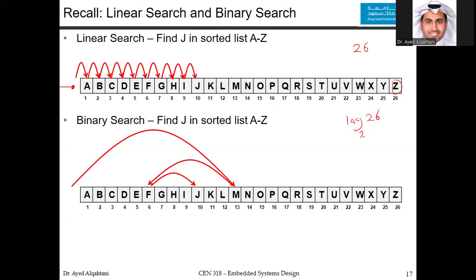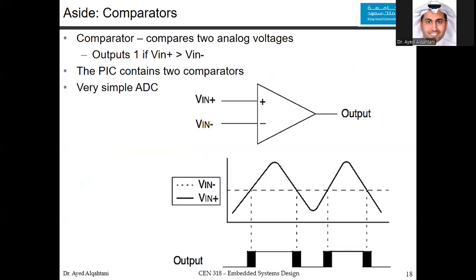So you can see that if you can calculate this value, you will find that value is actually much less than the linear search. And that's why binary search is famous and is used in many applications. Now, to see the hardware, first I need to introduce to you the comparator.